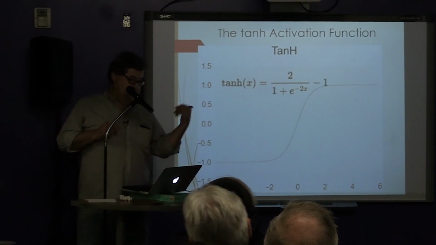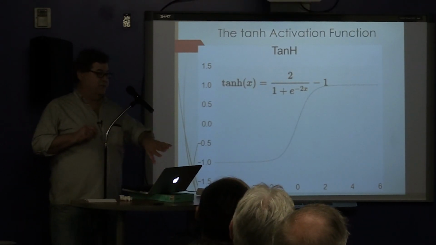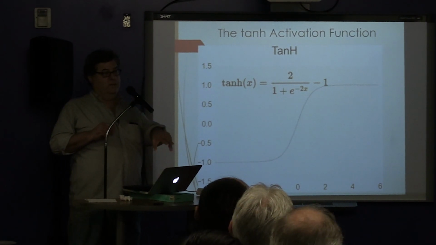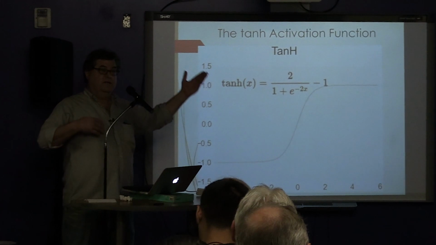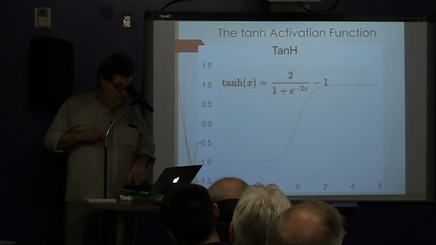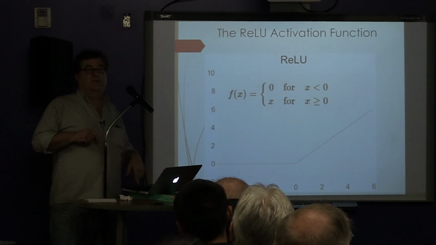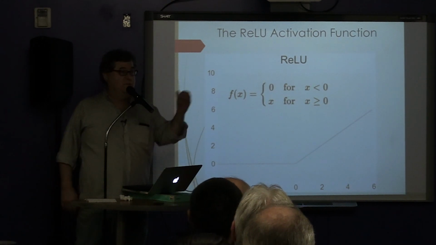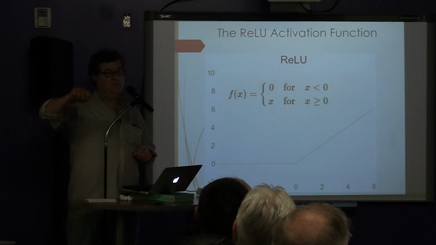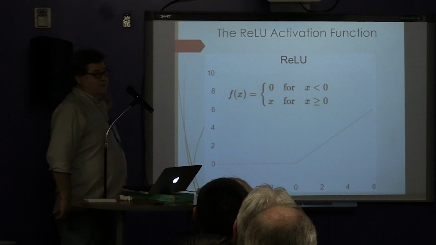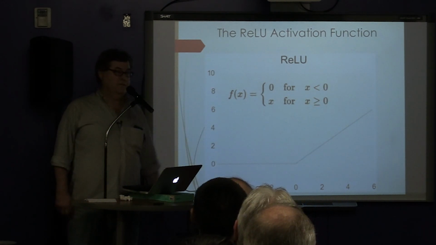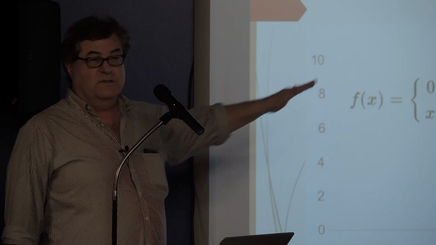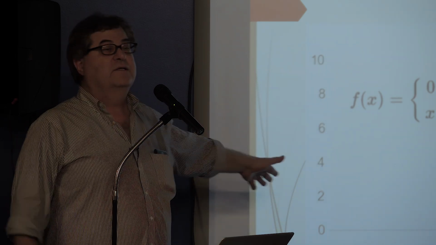So here's tan h. Notice it's very similar. It has the same e to the x, e to the negative 2x. So this is the range from negative 1 to 1. And this is ReLU, which is very simple. The ReLU of x is the maximum of 0, comma x. So it's 0 when x is negative, and then it's equal to x when it's bigger than or equal to 0.